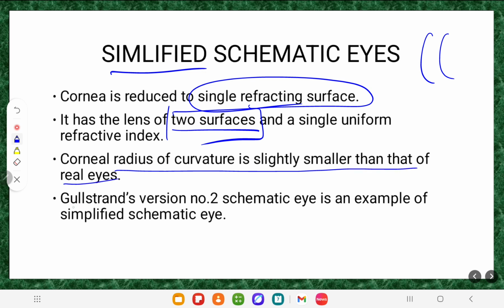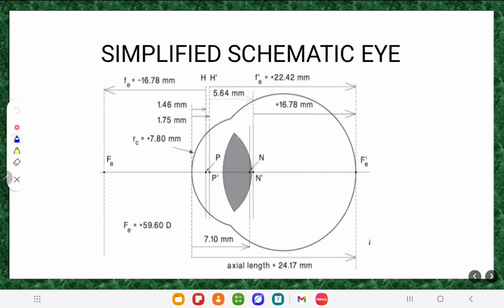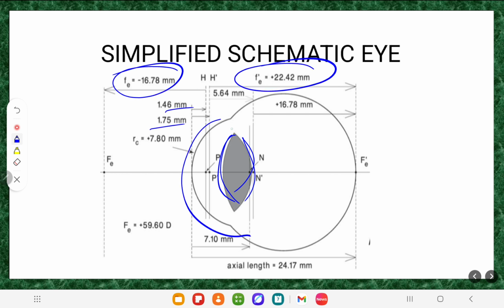So an example of the real eye is Goldstein version 2, and the schematic eye is an example of the real eye. So this is the picture. So two surfaces of cornea and lens and one surface of the cornea. So you can see the different parameters.